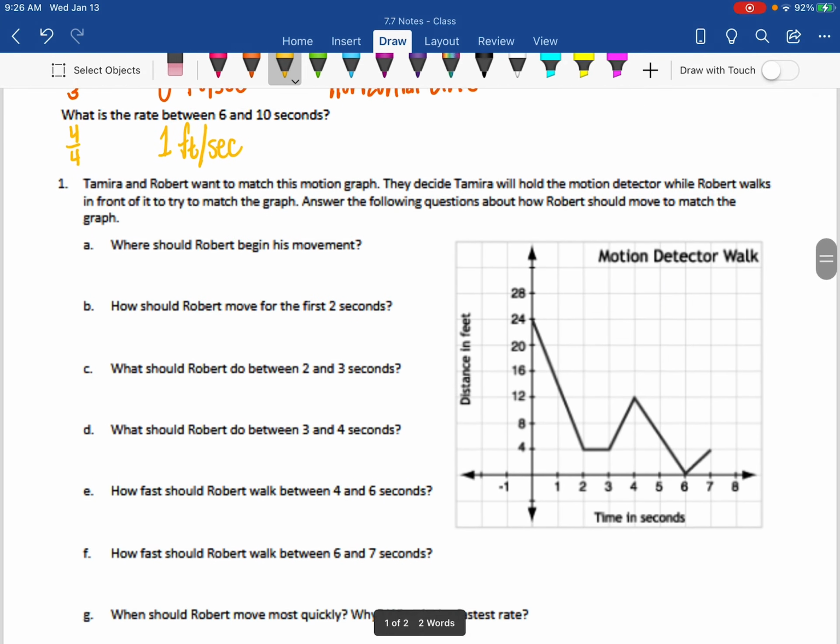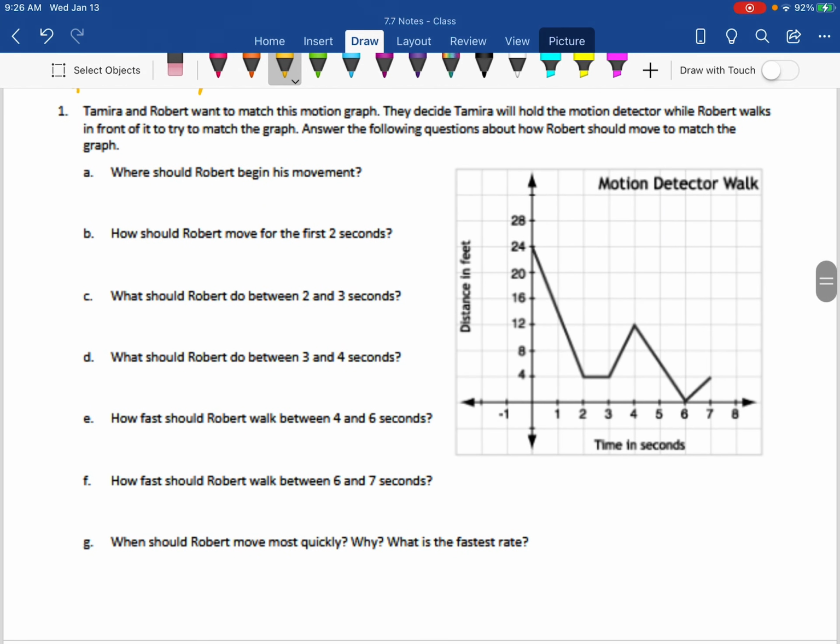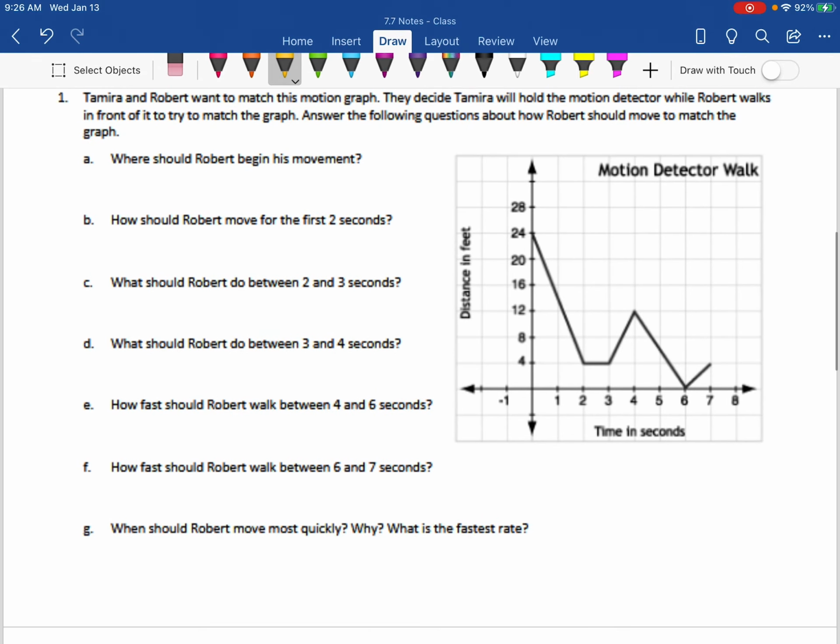All right, the next part that we're looking at here, we have a motion graph that's showing motion relative to a motion detector. Okay, so movement relative to the motion detector. And Tamara and Robert, they are going to describe how they should be moving to create this same graph.